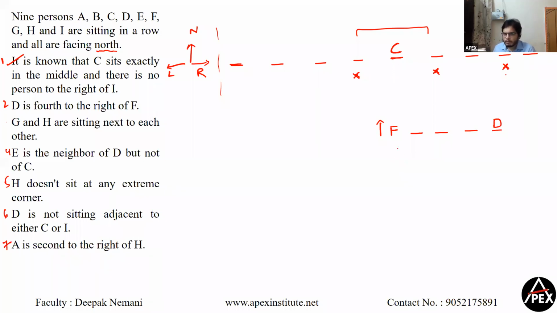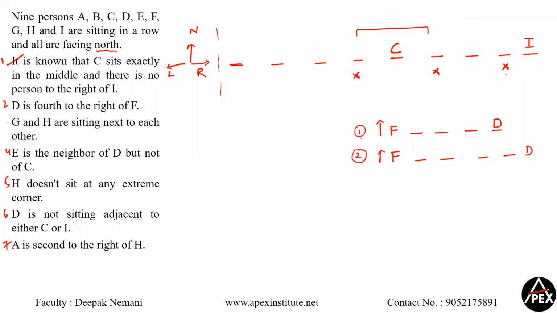Antena? Or 1, 2, 3, and 4. Which is correct? First one or second one? First one. If I say D is fourth to the right of F, is it first one or second one? First one. Perfect. Okay.